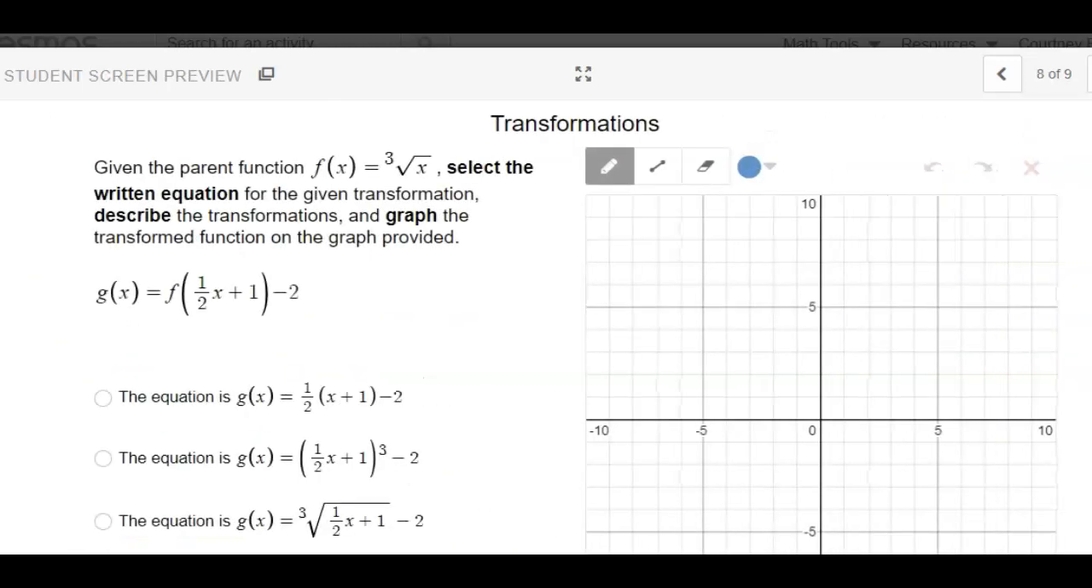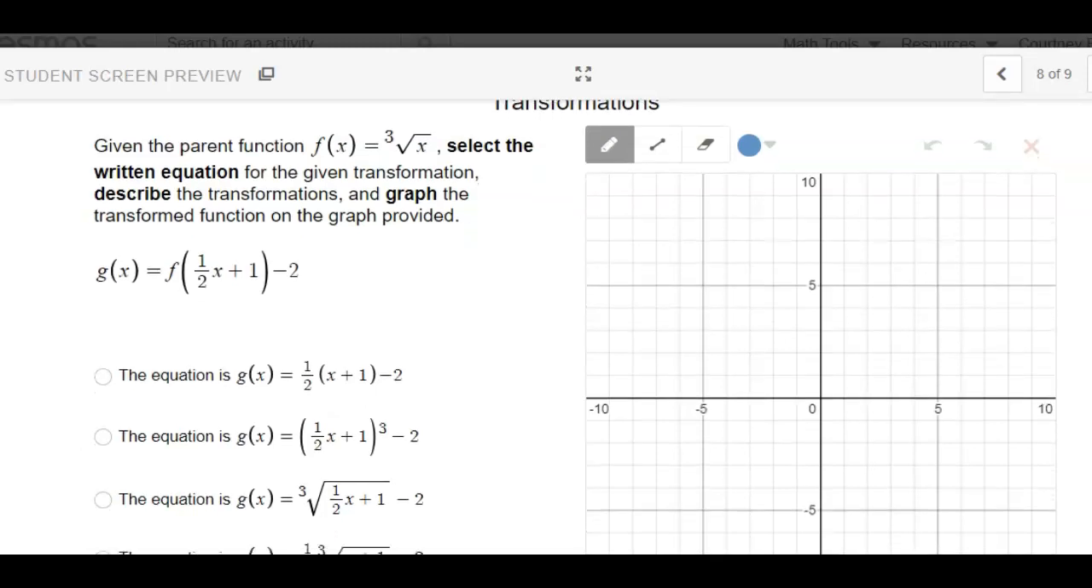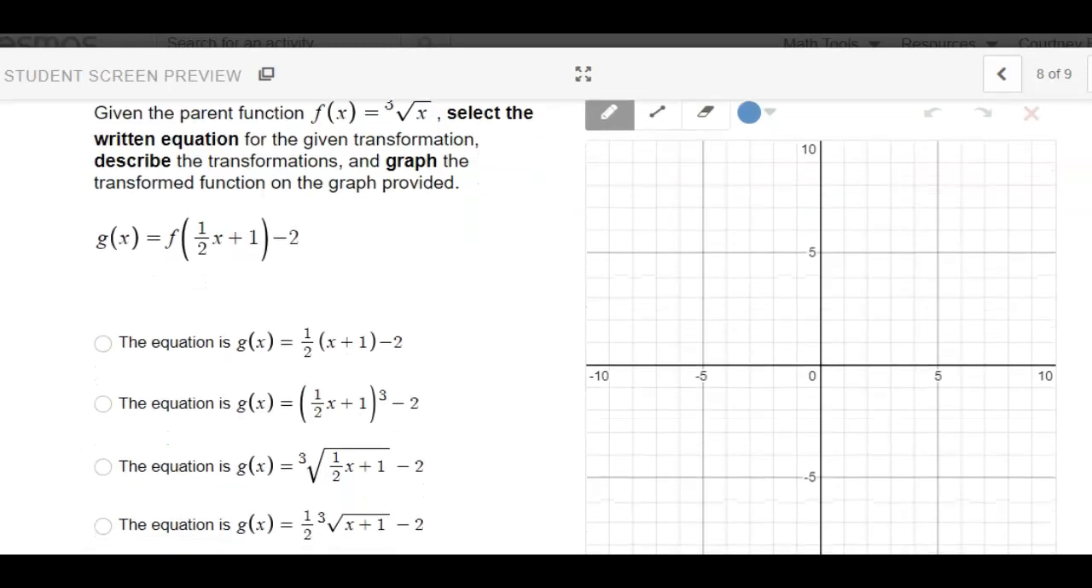And then our last question says, given the parent function f of x equals the cube root of x, select the written equation, describe the transformations by checking, and then graph the transformed function. So let's pick the right equation. We have -2 outside, so that needs to go outside, and it looks like it is on all of them. We don't have anything in front of f, so there should be nothing out in front of the cube root. So this one can't be right. It's got a 1/2 in front. This one is okay. This one can't be right, so it's got to be a middle one.